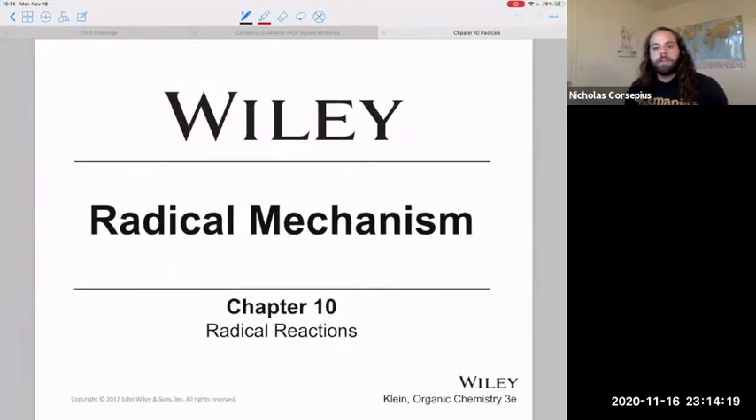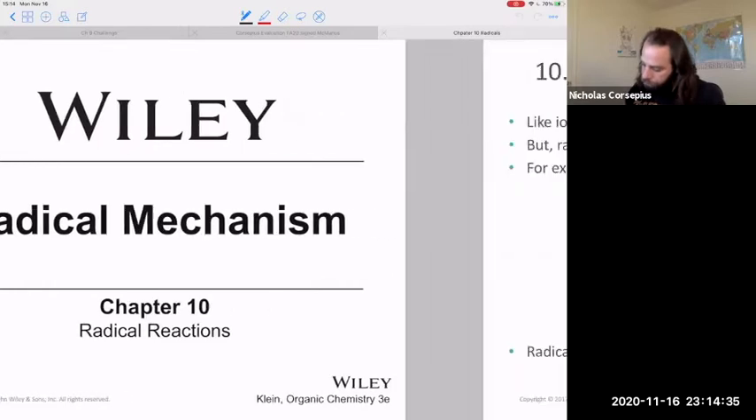All right, so now let's talk a little bit more about the mechanisms of these radical reactions, or the electron pushing arrows that we're going to draw for these radical reactions. Just like we saw before, they'll all sort of follow similar patterns. We can sort of categorize them.